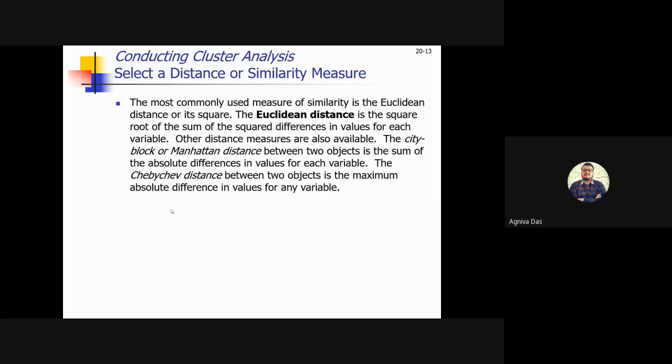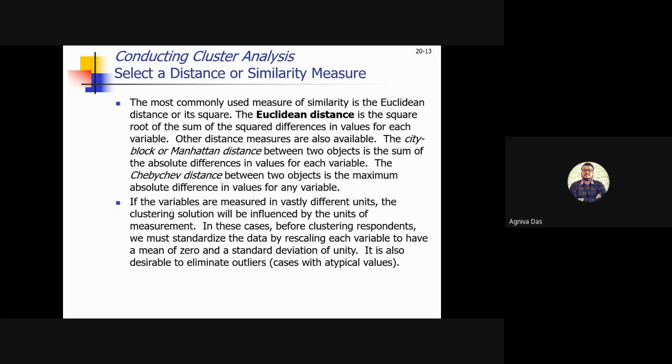Now, the second step is selecting a distance or a similarity measure. The most commonly used measure is Euclidean distance or the square of Euclidean distance, which is very, very easy. A generalized version of Euclidean distance is the Minkowski distance. In the Minkowski distance, there is a parameter k, which if set to 2 becomes Euclidean distance, and if set to 1, becomes Manhattan distance or city block distance. The Chebyshev distance is the maximum absolute difference in values for any variable.